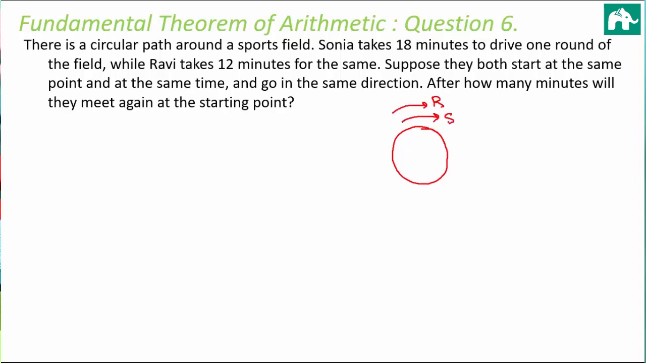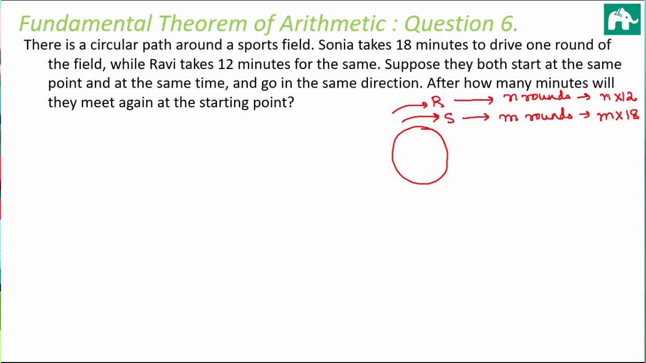Now let us assume that Rahul takes n rounds and he takes how much time? 12 minutes. So that means he has covered n rounds with 12 minutes for each round. So this is the total time that he would have covered. Let us say Sonia had covered m rounds and she took 18 minutes for each round. That means she spent a total of 18 into m minutes. Right? That is the total time spent by Sonia.